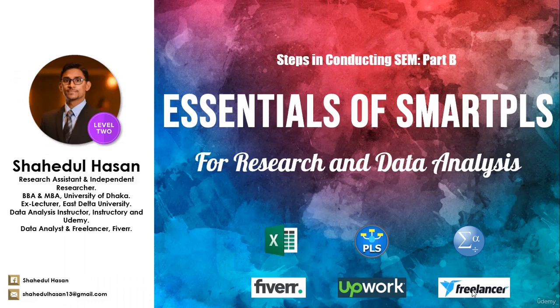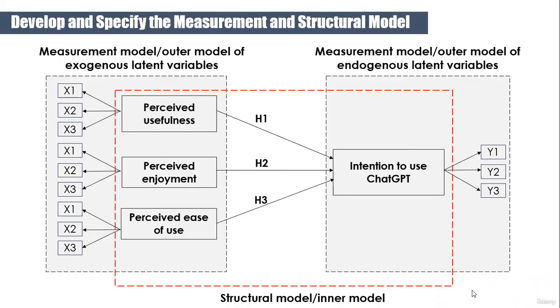Hi there. In part B, we will see the other steps in conducting structural equation modeling using Smart PLS. So the step is developing and specifying the measurement and structural model. In the first stage, we have identified our latent constructs or latent variables. Those are perceived usefulness, enjoyment, ease of use, and intention to use ChatGPT.